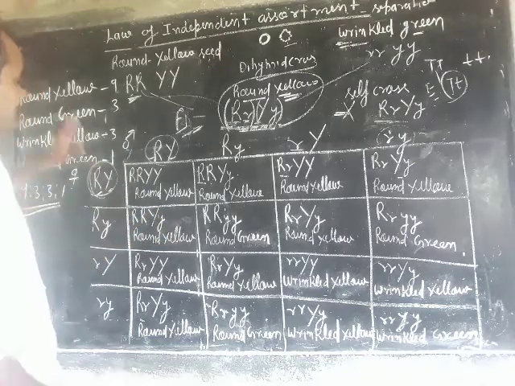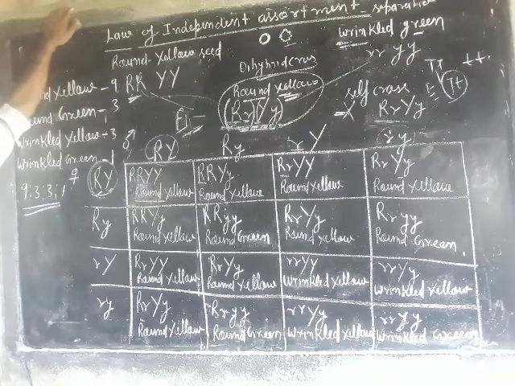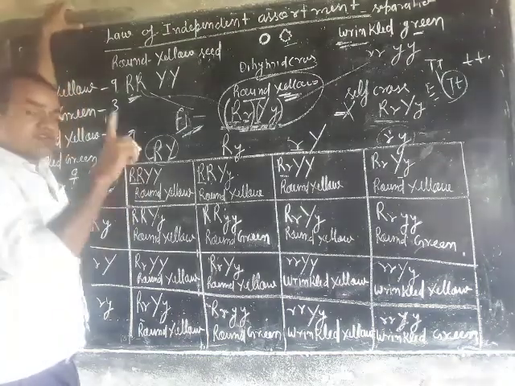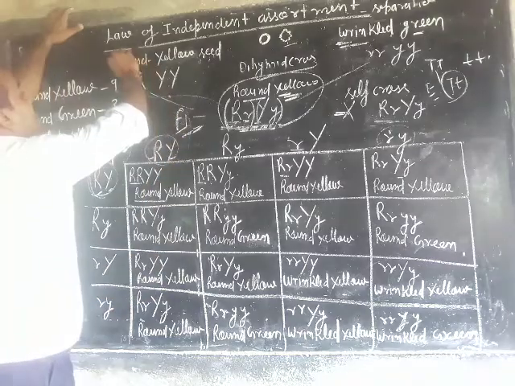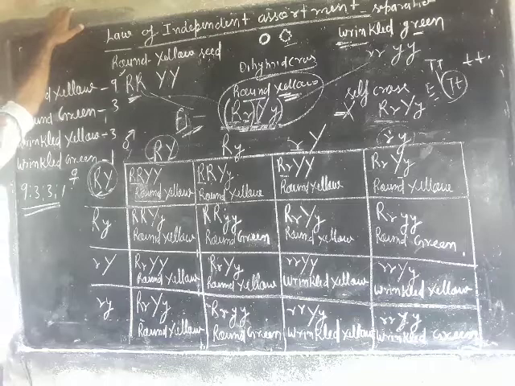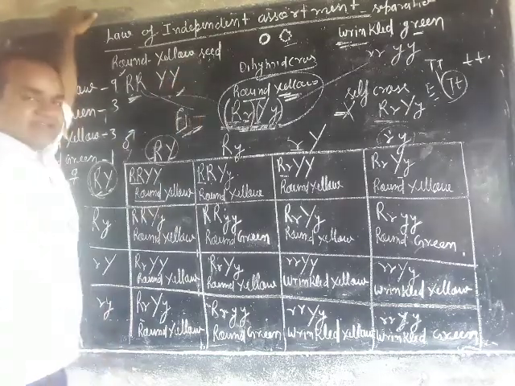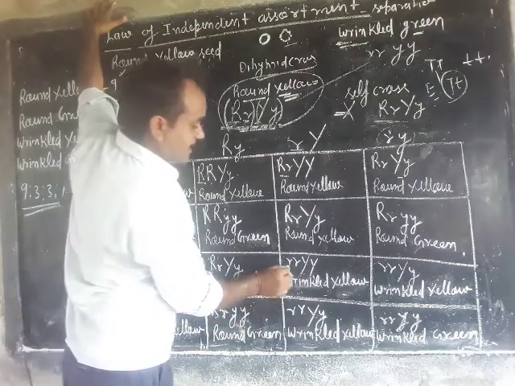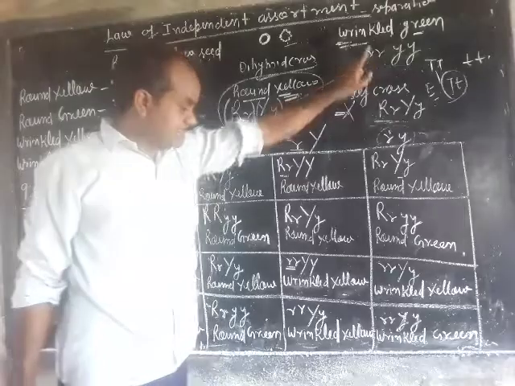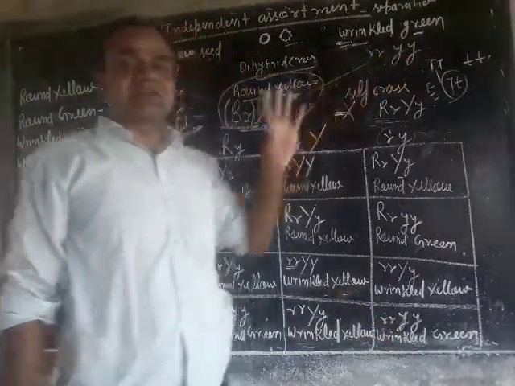When we look at the phenotypic expression of a plant, capital R indicates the dominant character, round. Capital Y indicates the dominant yellow seed. Small r shows the wrinkled characteristic, and small y shows the green characteristic.